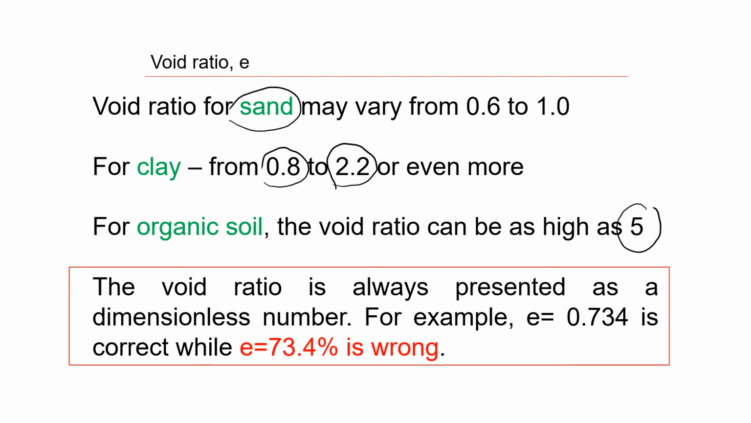What does it mean? It means that this soil will be very, very loose. And this means that the soil is not a very good foundation for structures. Sand, because it has a low void ratio, is a typically better foundation than clay or even organic soils. Another thing that I would like you to remember is that when we present values of void ratio, we just use it as ratio. We don't change it to percentage, so this will be incorrect.